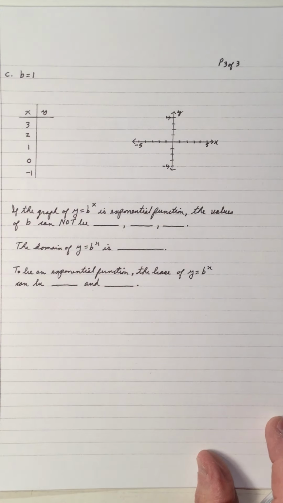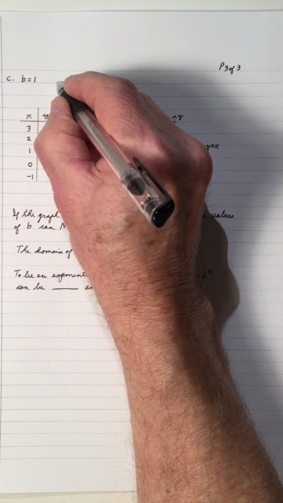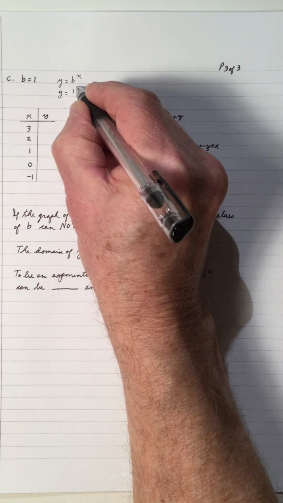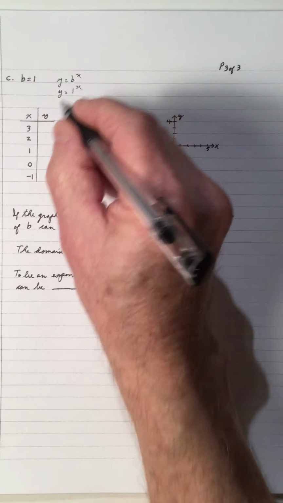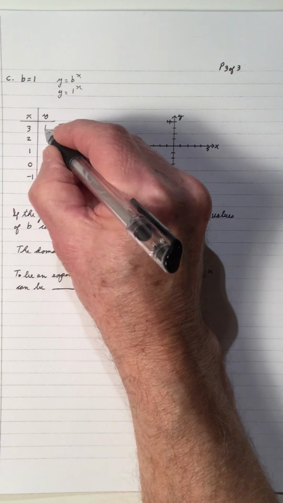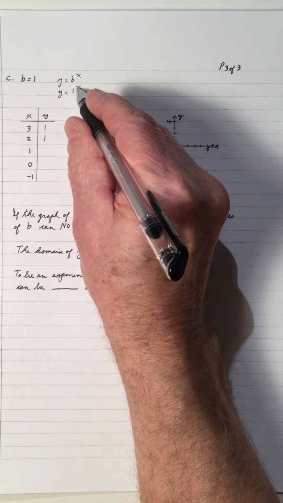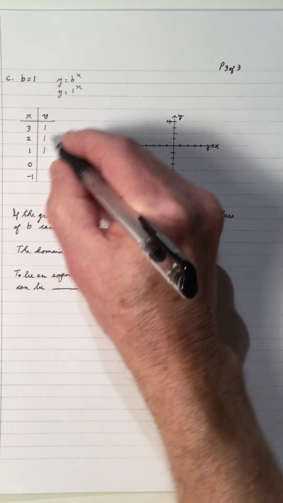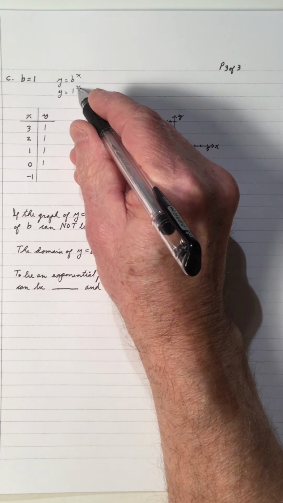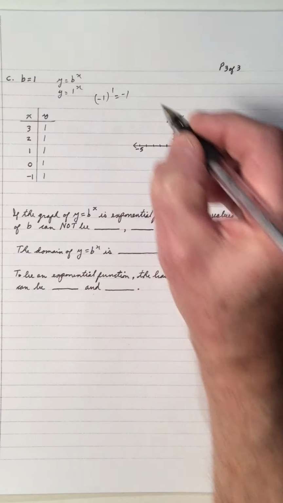Let's continue. What about when b is equal to 1? So we have the equation y equals b to the x, so y equals 1 to the x. What about x is 3? 1 cubed is 1. What about 2? 1 squared is 1. What about 1? 1 to the 1 is 1. 1 to the 0 is 1. Negative 1? 1 to the negative 1 is 1. Negative 1 to the 1 power is negative 1.